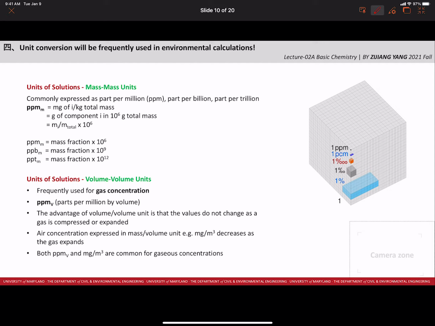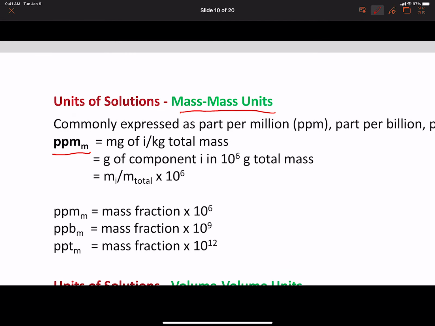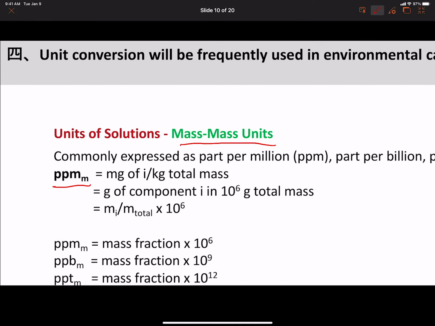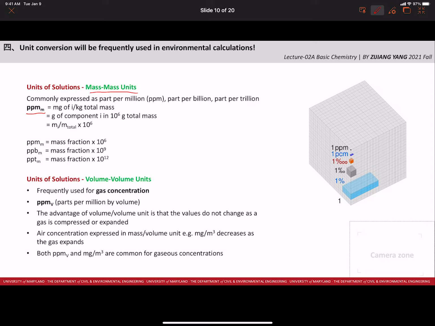So we have the mass to mass units. And for mass to mass units, we can use ppm, but this ppm is different. We choose the mass here, so it's specified this is a mass to mass unit. And it refers to the mass fraction times 10 to the 6. And we also have ppb and ppt and the intuitive volume ratio is something like this.